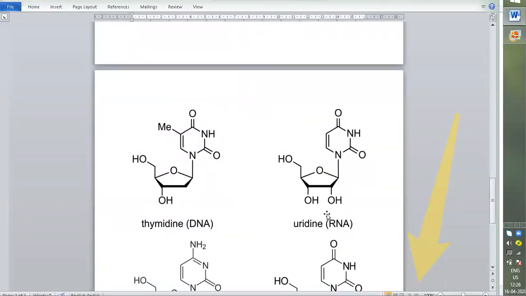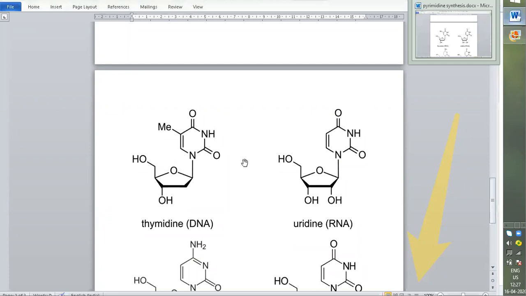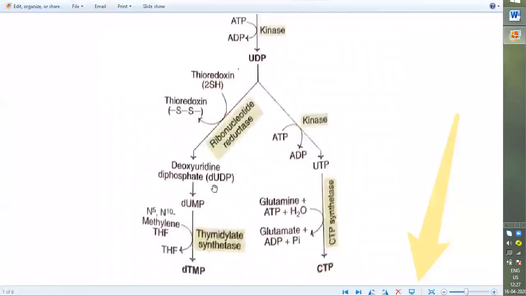See, this is the uridine. Uridine has a hydroxy group at the second position of the sugar. But when it is converting into thymidine, it doesn't have any hydroxy group at the second position. So this is the reaction we are seeing here. DUDP, deoxyuridine diphosphate, in the presence of ribonucleotide reductase. Reductase means this is a reduction reaction, so two hydrogens will be added in this reaction.